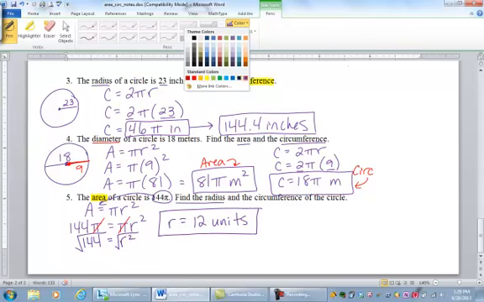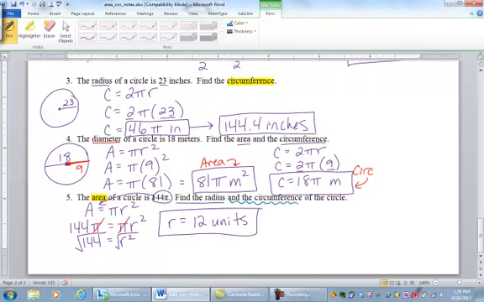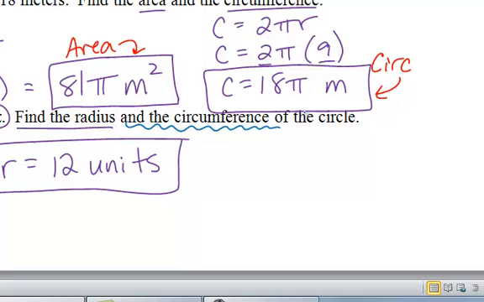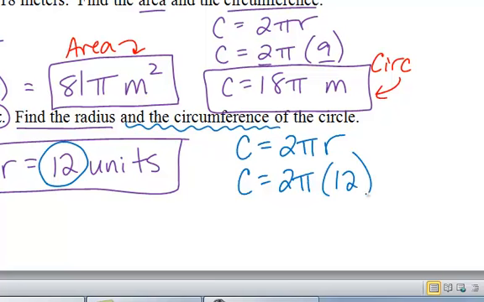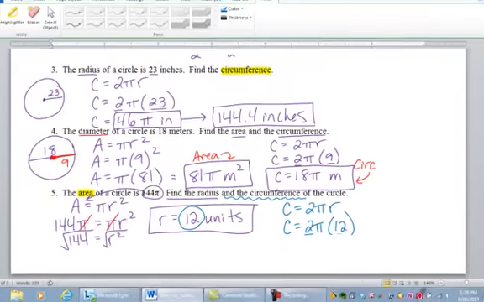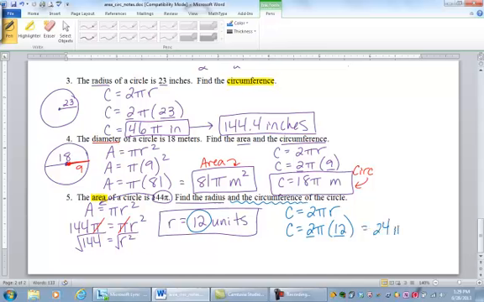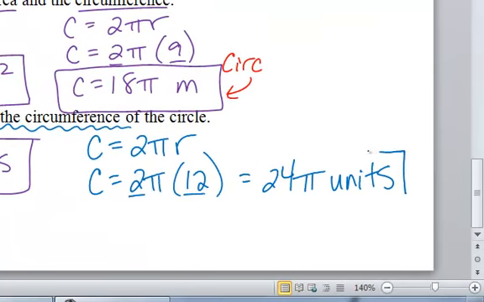And then notice that the second part of the question also wants to know what the circumference is. So remember that circumference formula, that equals 2 times pi times r. And we just found the r in the first part, so that's what you're going to plug in for the radius. Circumference equals 2 times pi times 12. And you can multiply the 2 and the 12 and get 24 pi. And again, it's just units. And you know how to type it into your calculator if your teacher wants a rounded answer.